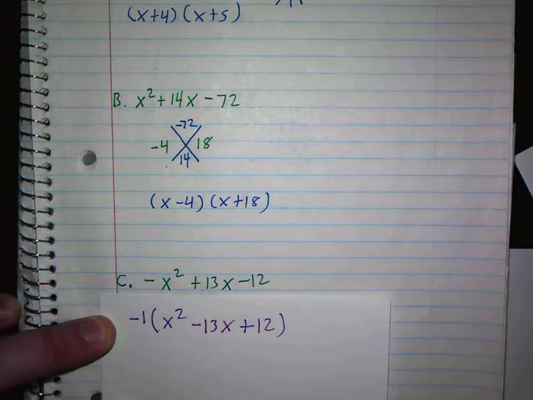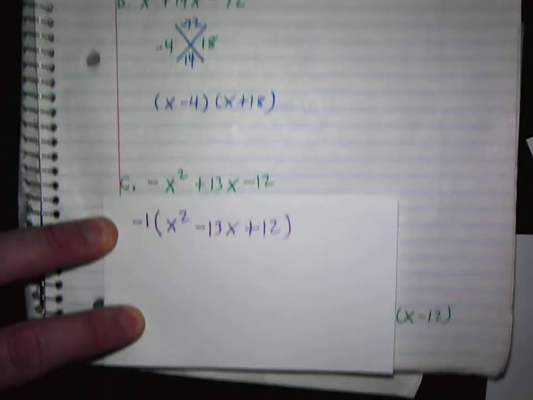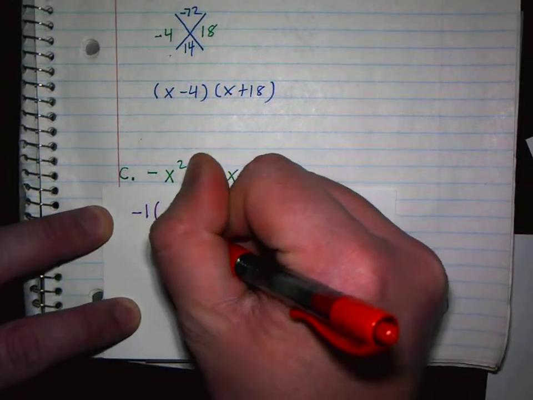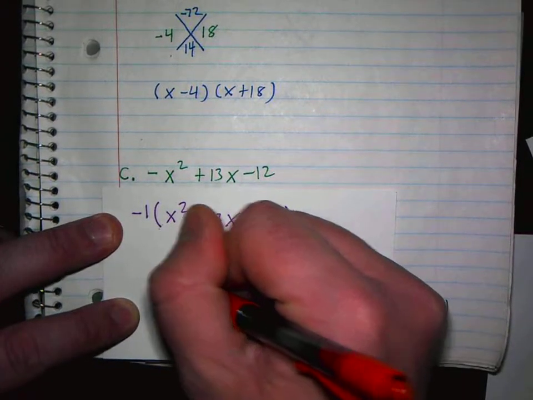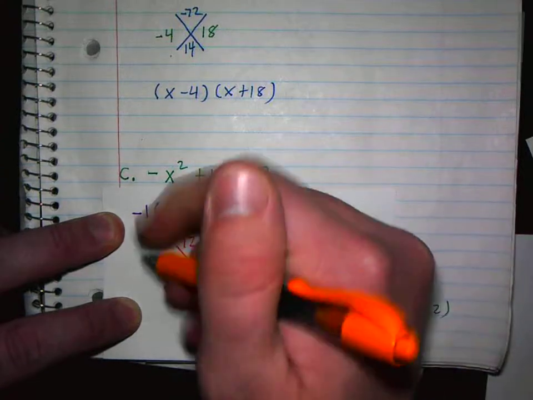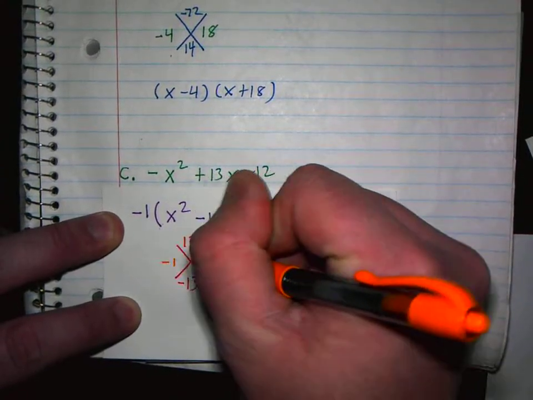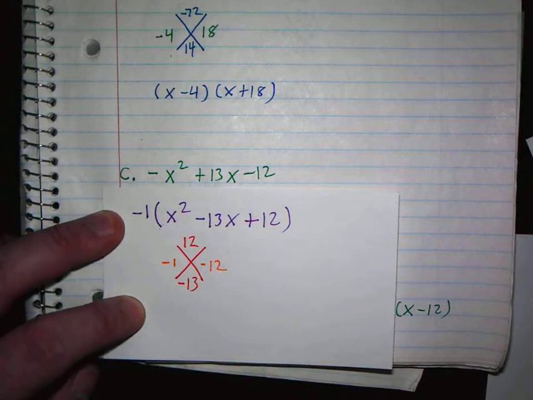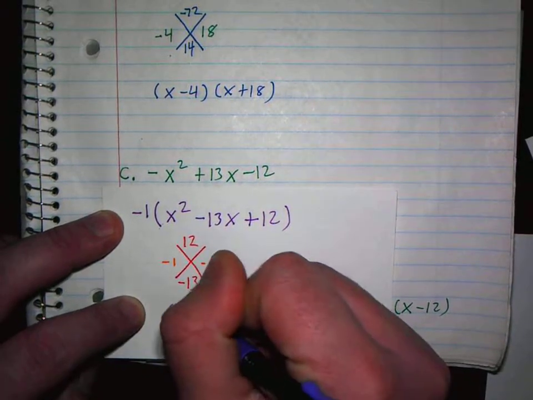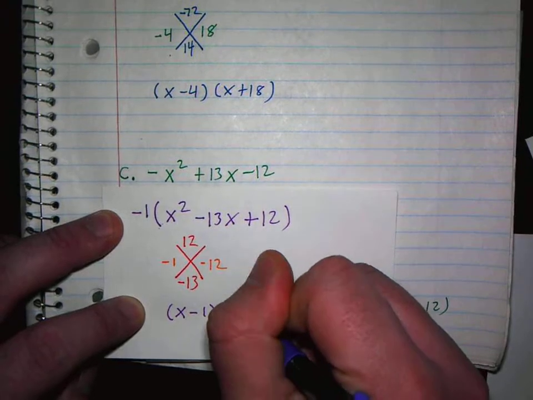Okay, and so now you're going to do the same steps. You're looking for 2 numbers that multiply to 12 but add to -13. And I taught a couple of you a trick. When they're off by 1, it's always 1, right? -1 and -12. So I put x minus 1, x minus 12.